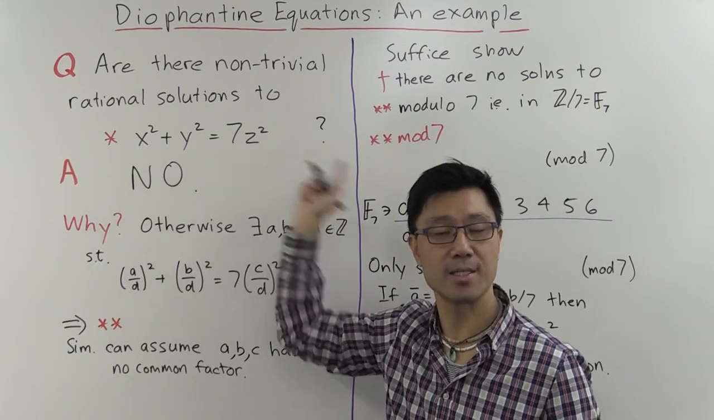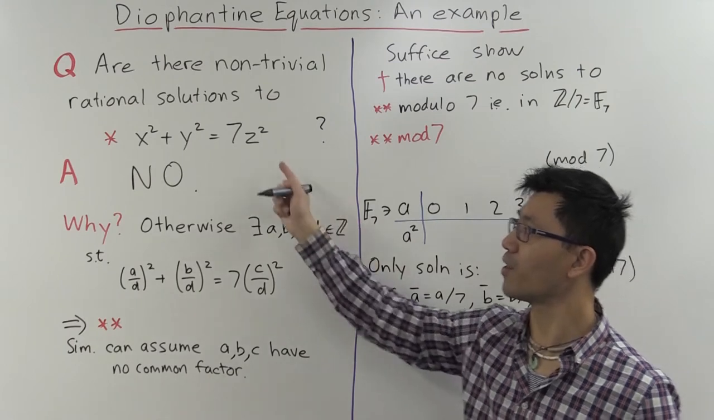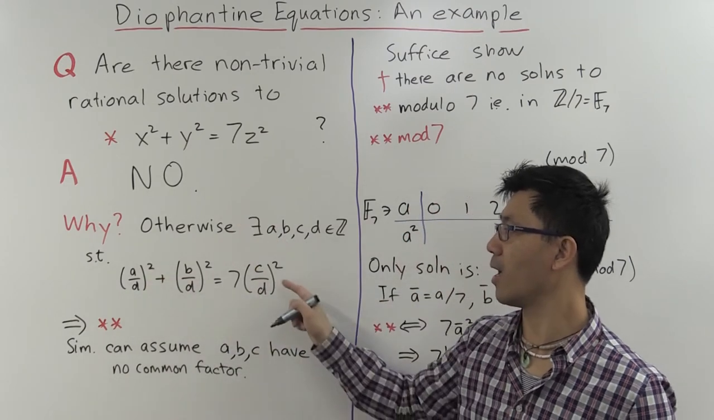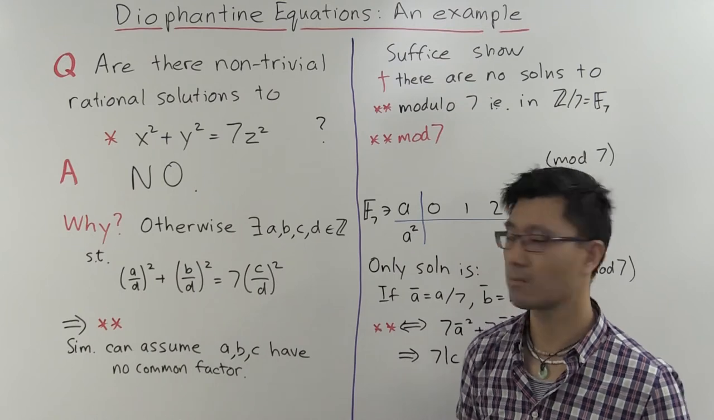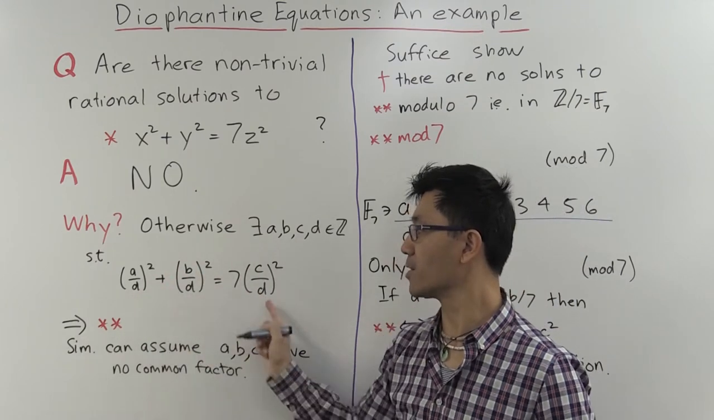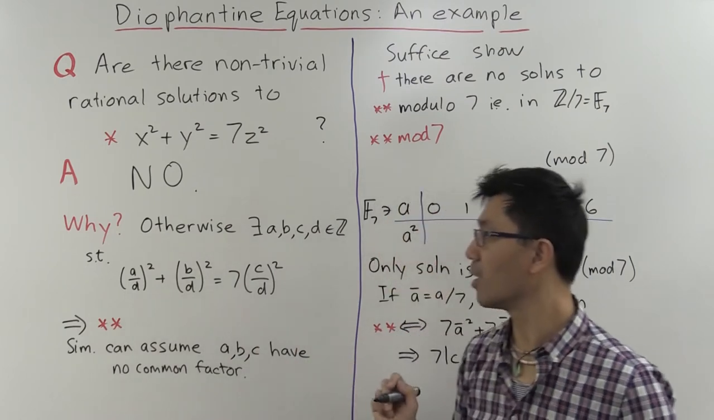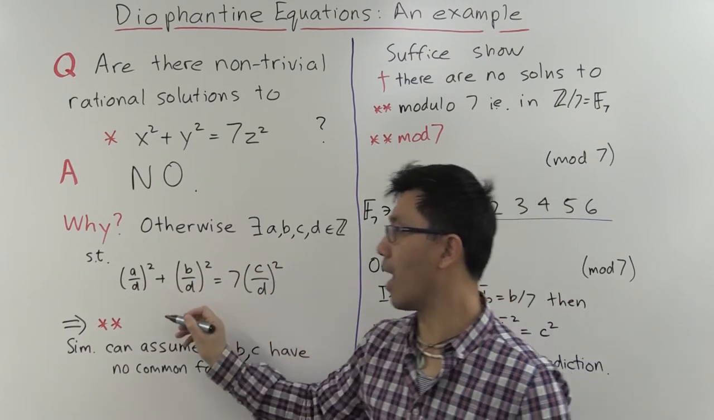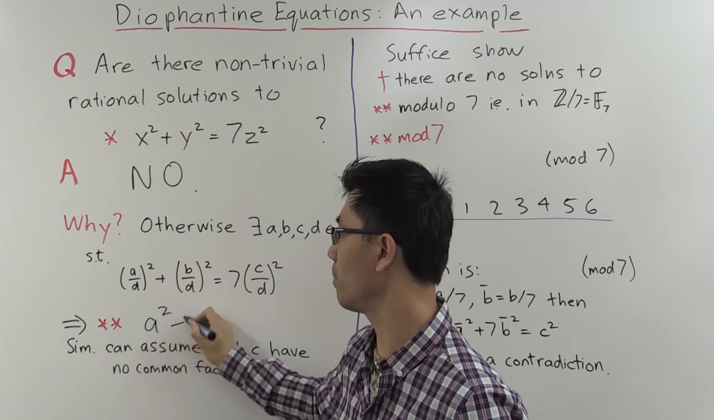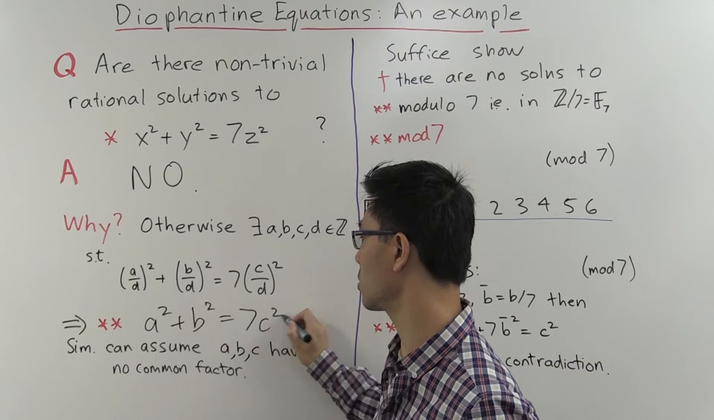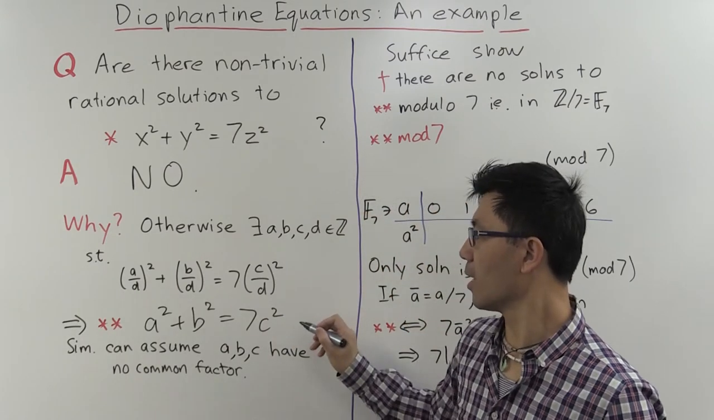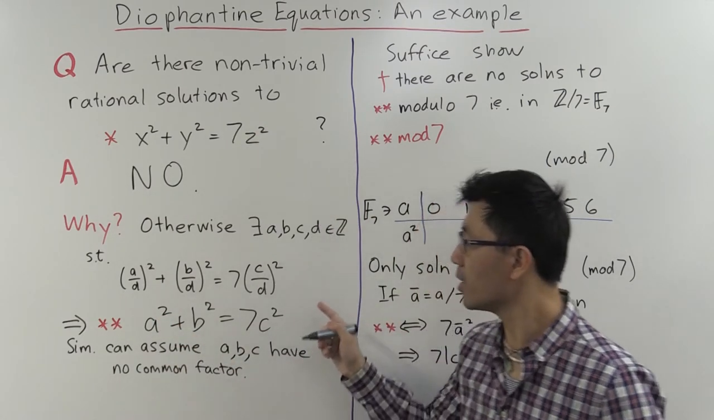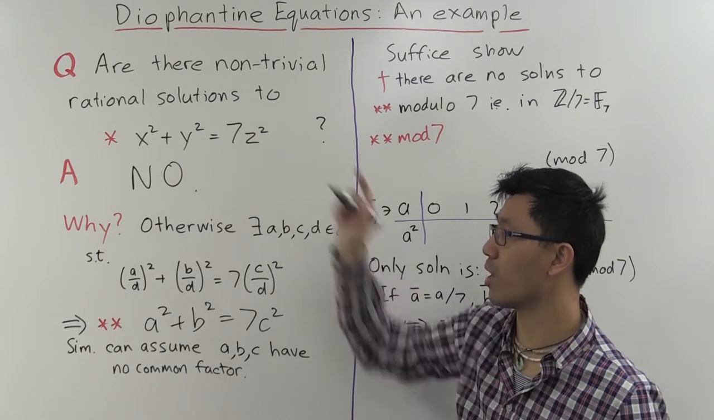Since x, y, and z are rational numbers, if we want to try to solve this, we can write them as fractions. So x as a on d, y as b on d, and z as c on d, assuming a common denominator in all three of these fractions. Then to solve this is the same as multiplying throughout by d squared, and you'll get the following equation, a squared plus b squared equals 7c squared. You'll note that this equation is in fact exactly the same as the original one. The only difference now is that we're looking for integer solutions as opposed to rational solutions.